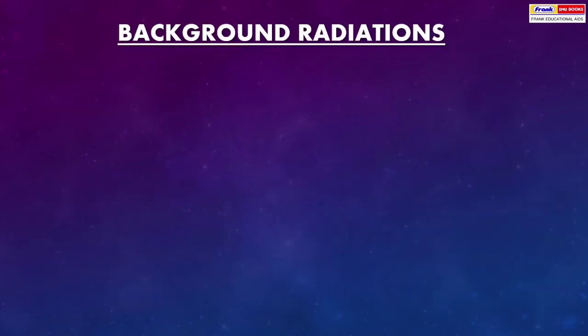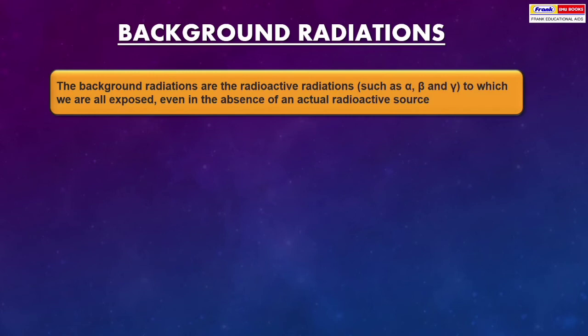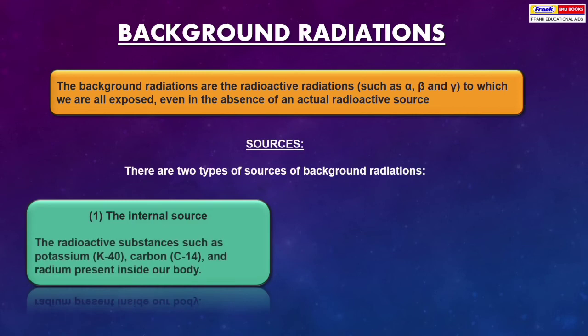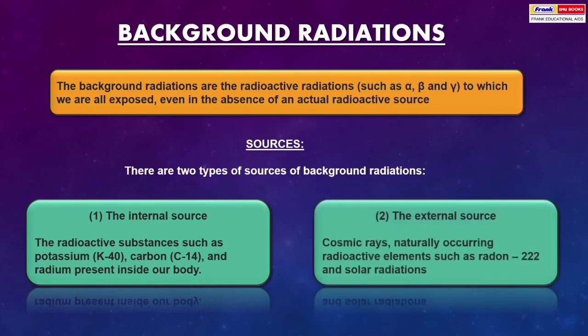Background radiations. The background radiations are the radioactive radiations such as alpha, beta or gamma to which we are all exposed even in the absence of an actual radioactive source. There are two types of sources of background radiations. Internal source: the radioactive substances such as potassium K-40, carbon C-14 and radium present inside our body. The external source: cosmic rays, naturally occurring radioactive elements such as radon-222, and solar radiation.